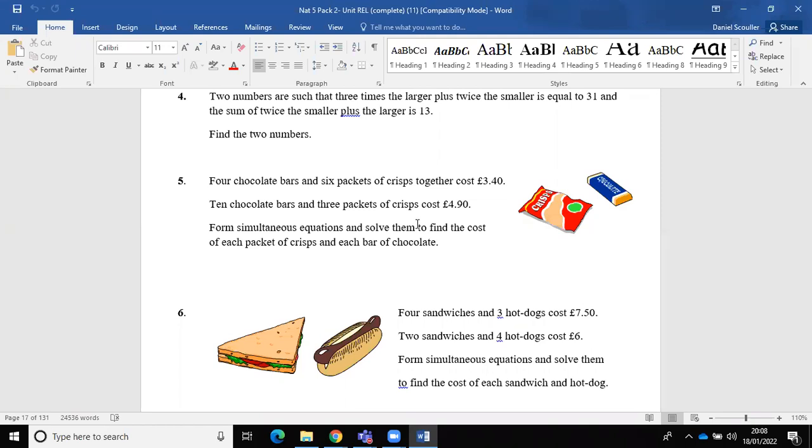Second equation, 10 chocolate bars and 3 packets of crisps, and that equals £4.90. Okay, so there's our two equations.